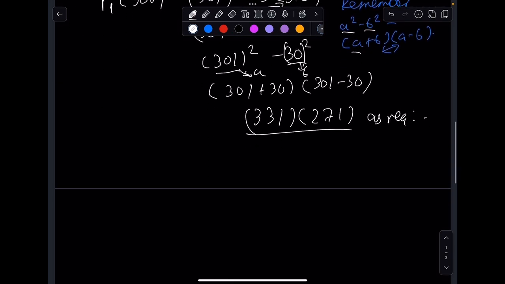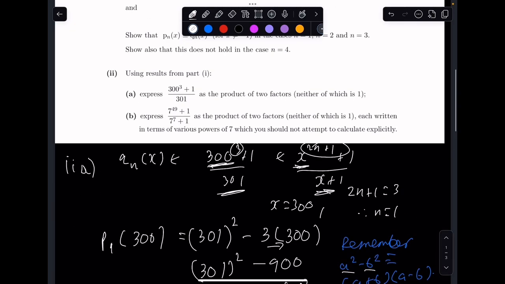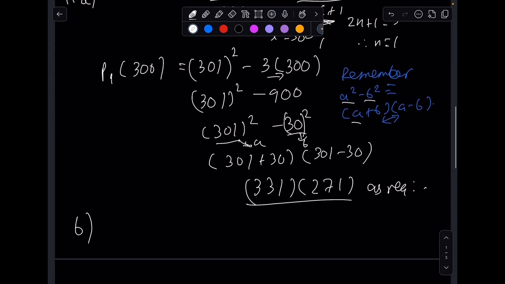So now we go on to B. This one's a little bit more tough, but let's just write our Qn of x again.